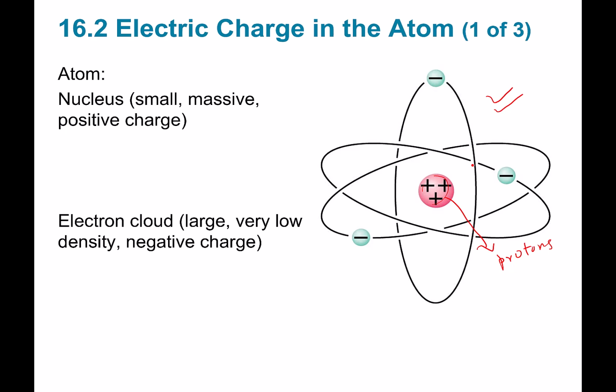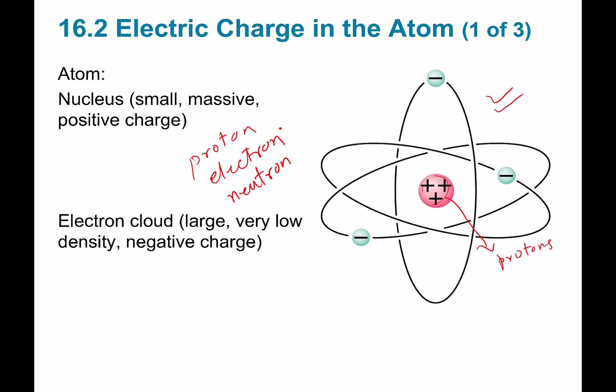Nearly all charge in nature is due to electrons and protons, which are two of the three building blocks of matter. The three building blocks of matter are the proton, the electron, and the neutron, the neutron being neutral.